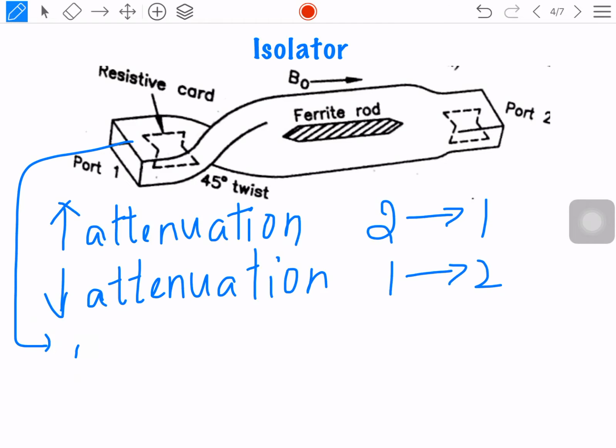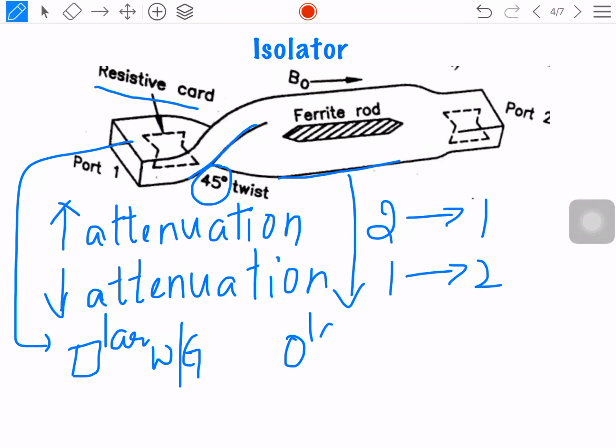That is, it will have a rectangular waveguide, and inside of that it has a resistive card. Later on a twist is there. This twist is going to provide a phase shift of 45 degrees. Then I have a circular waveguide, and this circular waveguide has the ferrite rod within it, and this ferrite rod is tapered on both ends in order to avoid reflections. Later on it has the port 2.